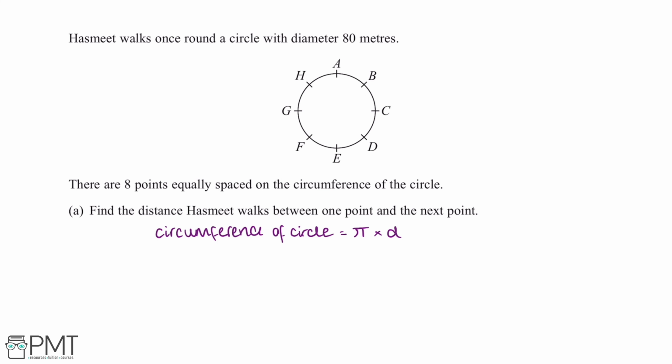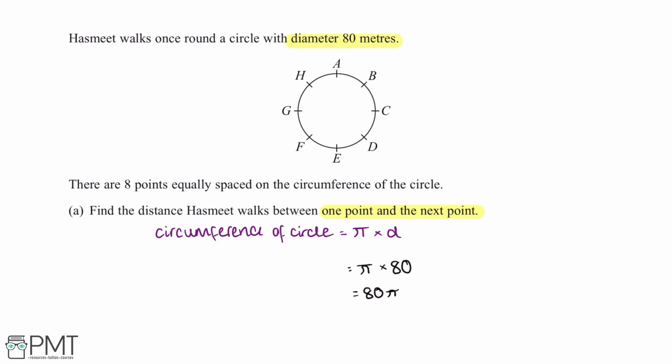So in the question we've been told that the circle has a diameter of 80 metres. So what this means is this circle has a circumference of pi multiplied by 80. So 80 pi metres would be the distance that Hasmeet would walk if he walked the full circumference of this circle. However, we want to work out the distance between one point and the next point.